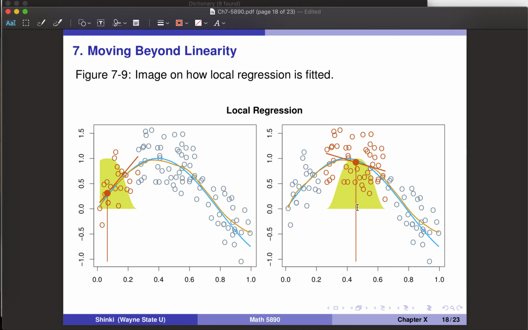And this is another point. If x naught is here, we use these orange observations and we don't use these blue observations. Then the fitted curve becomes this orange curve. And the blue line is the true curve which is used in the simulation. So you can flexibly fit the curve.